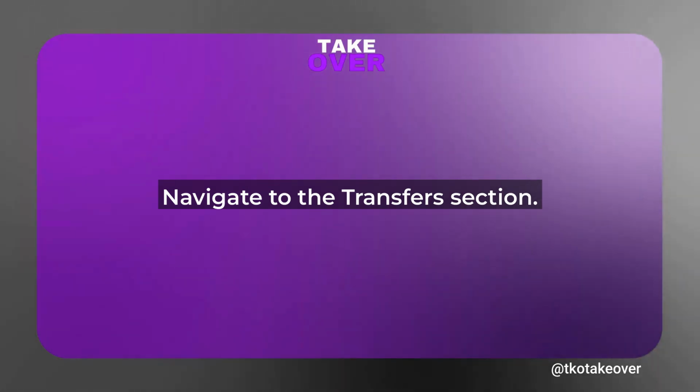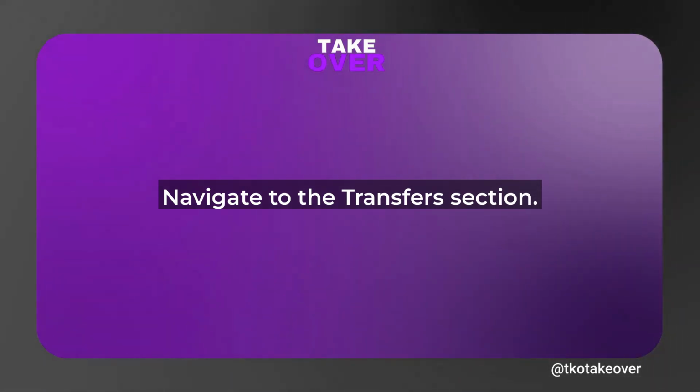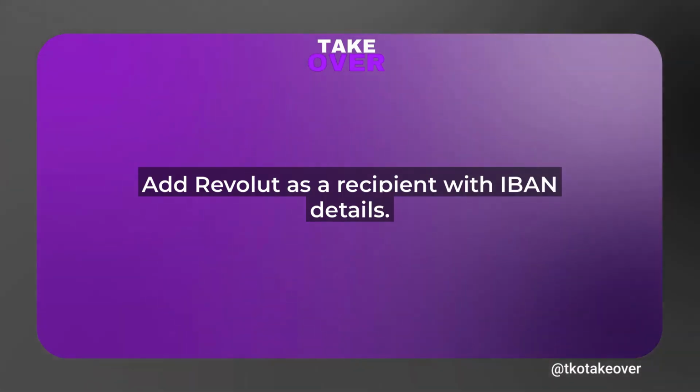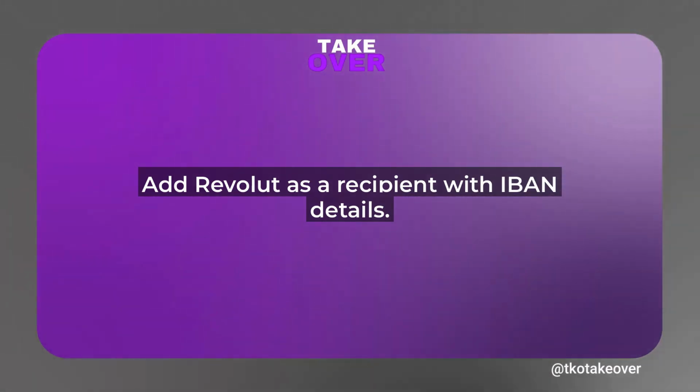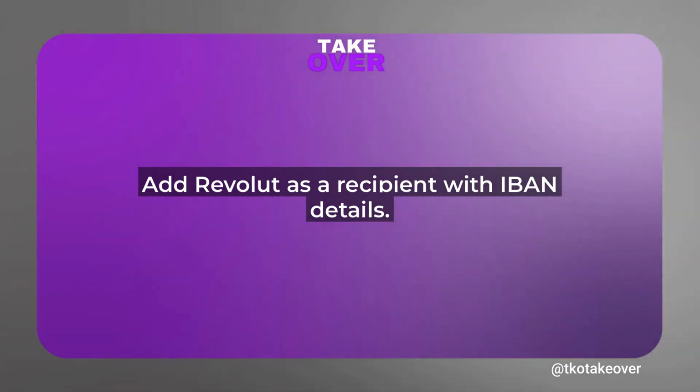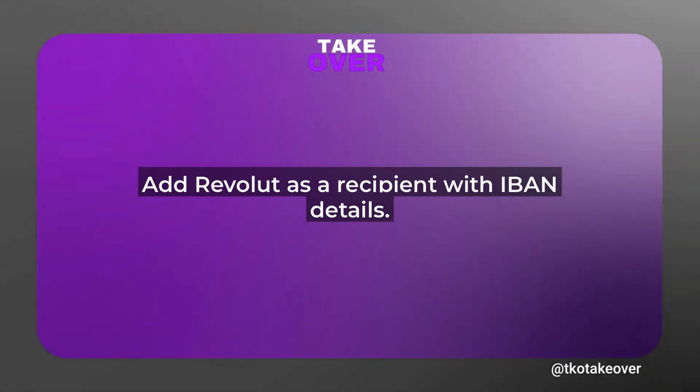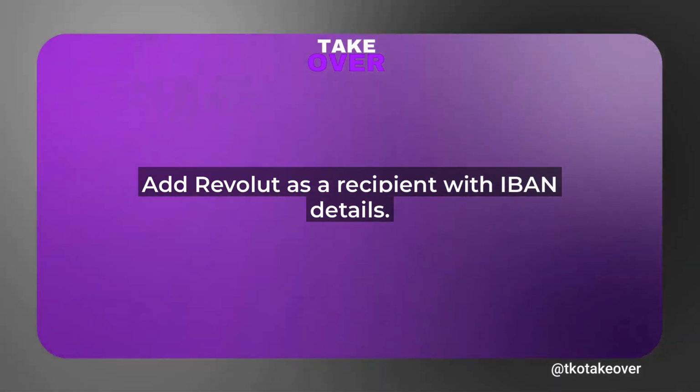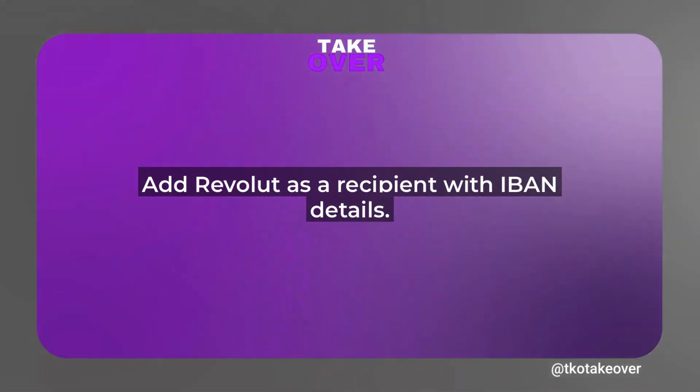Step 2. Select the option to make a new transfer. You'll need to add Revolut as a recipient. Enter the Revolut account details, like the IBAN or account number, which you can find in your Revolut app under Account Details. Double-check everything to avoid any hiccups.